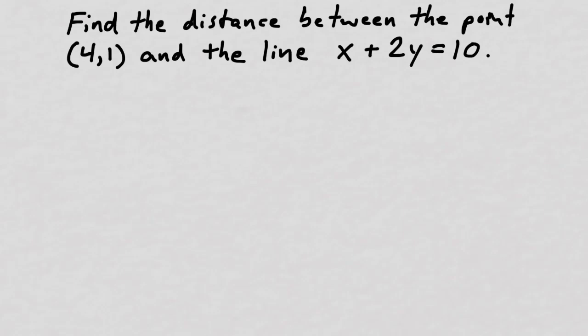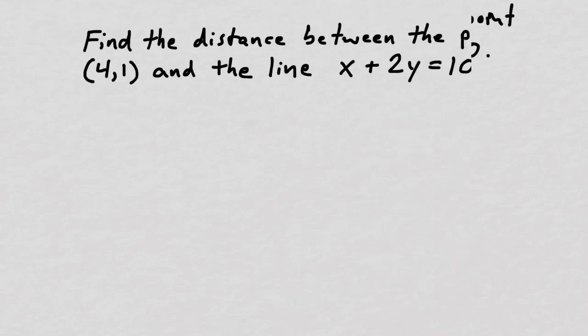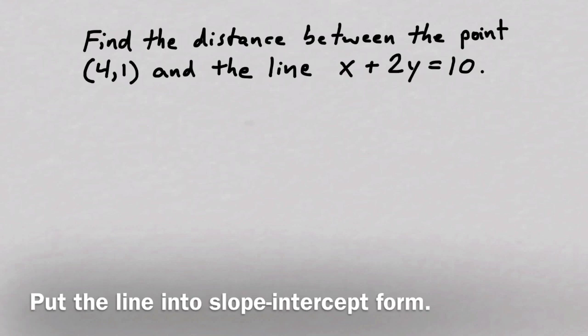Hi there. Let's find the distance between a point and a line. Specifically, we want to find the distance between the point (4, 1) and the line x + 2y = 10. To get started, the first thing we should do is create a graph of the point and the line.